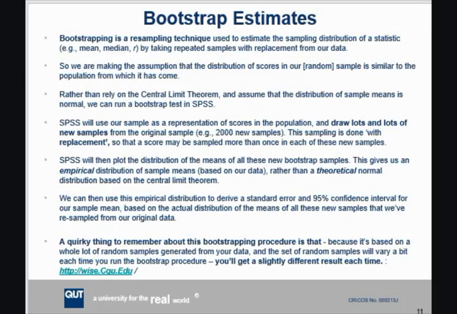So then SPSS will plot the distribution of means of all these new bootstrapped samples to give us an empirical distribution of sample means that's actually based on our data rather than a theoretical distribution of means based on the central limit theorem. We can then use this new empirical distribution to derive our standard errors and our confidence intervals for our sample means. Quirky thing about bootstrapping, though, is that because it is based on these randomly generated samples, every time you run it, you will get slightly different results.